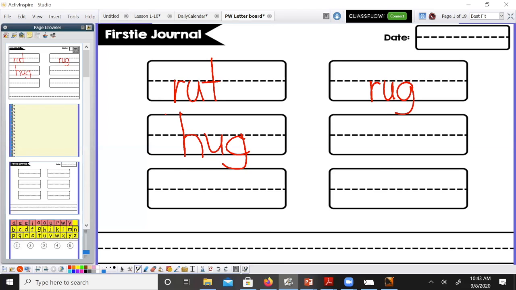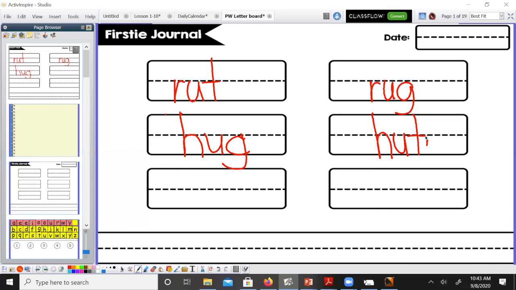All right. What's the first sound we hear, friends? H. Remember, straight line, up and around. Oh, hut. Sorry. Okay, good. Make your letters look like mine if you did not write them quite correctly this time.